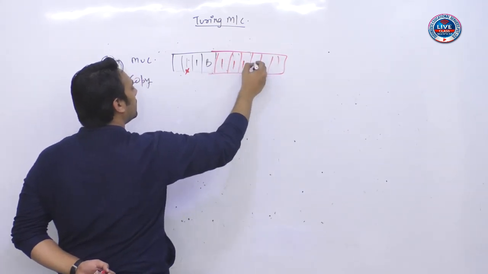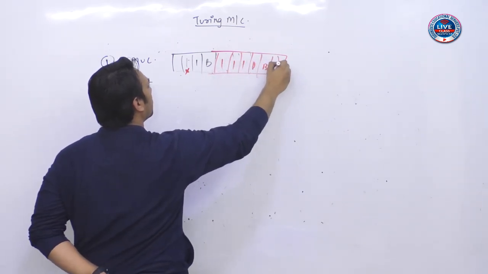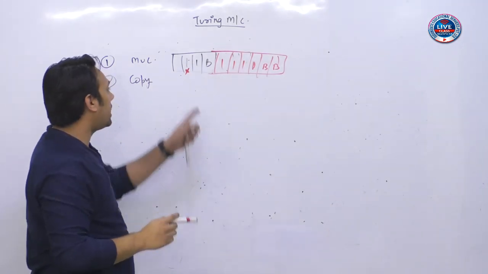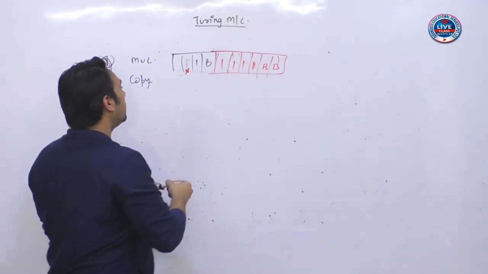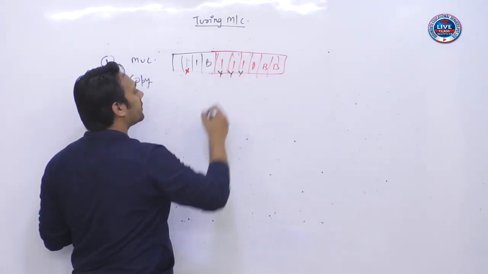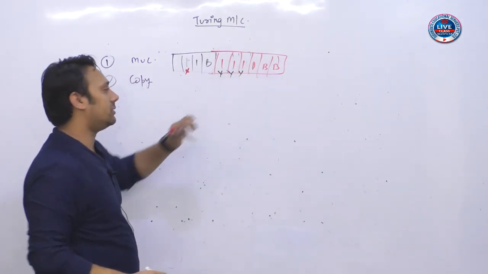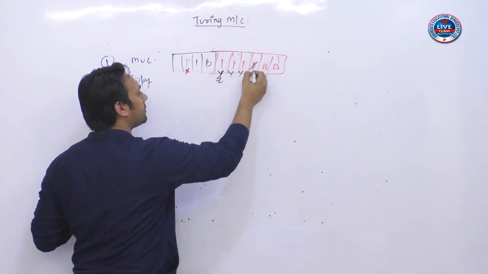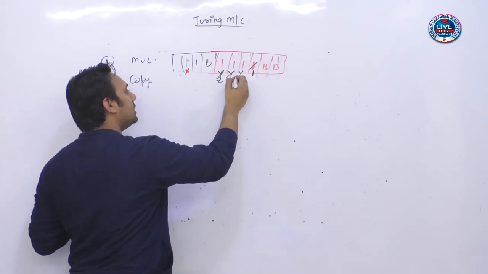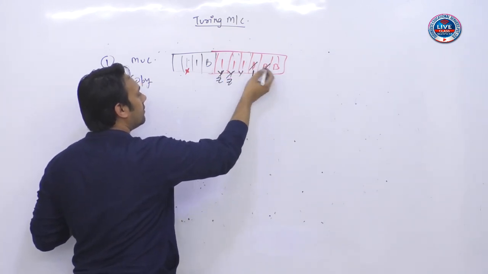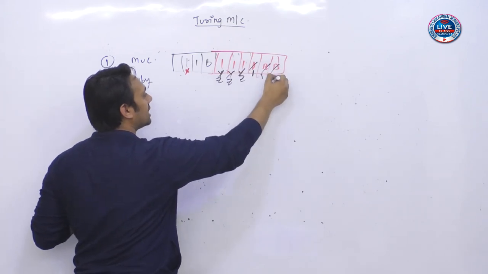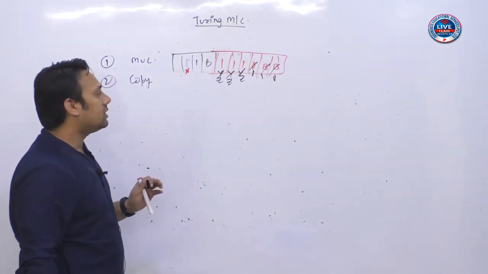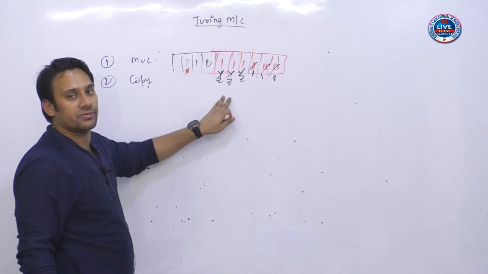So this is 1, 1, 1, and this is blank, blank and blank. So what you can do is, mark this 1 as x, go to right, mark all these 1 as y. Now start making a copy of them. So mark this 1 as z, go to right, mark this blank as 1. Again, mark this 1 as z, go to right, mark this blank as 1. Mark this 1 as z, go to right, mark this blank as 1. So we have created one extra copy and we have some z.